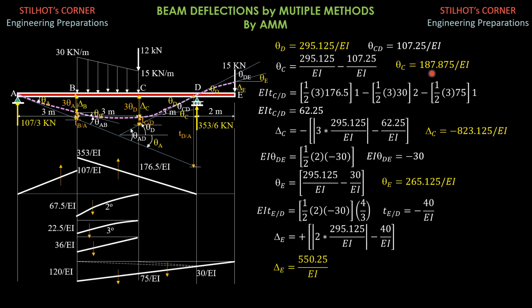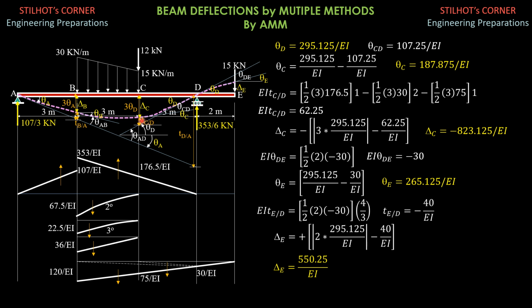So theta C is 187.875 over EI, just like before. So next, let's compute delta C, from the horizontal axis of the beam to the tangent at D. That's 3 times theta D, because again this is 3 meters and that is theta D. And the distance from the tangent at D to the point on the elastic curve C is the deviation of C relative to D.